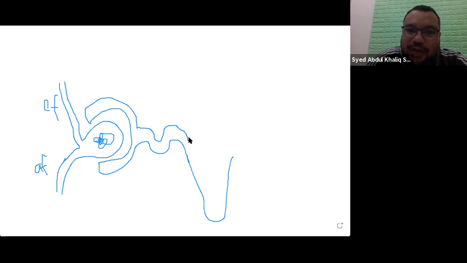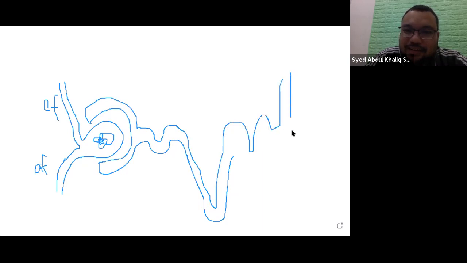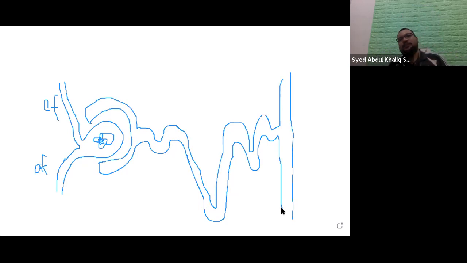Then it goes into your what? This drawing is really bad, but I don't care. It's hard to draw with this. So the loop of Henle, and then your distal convoluted tubule. Okay, right. And then your collecting duct.